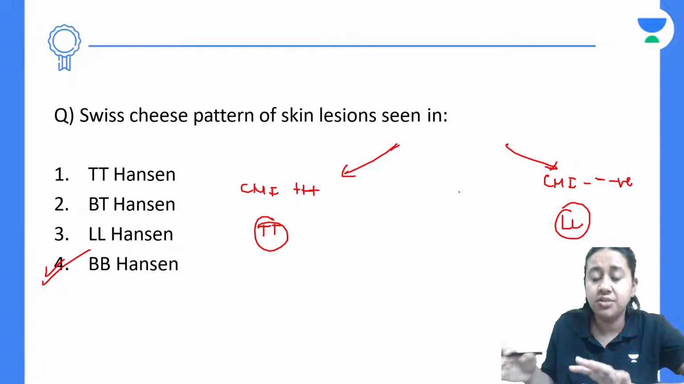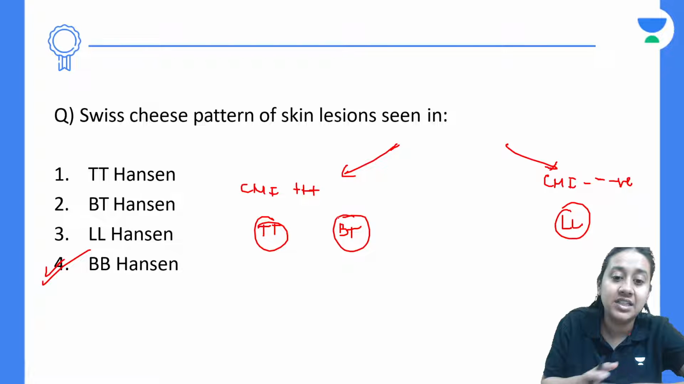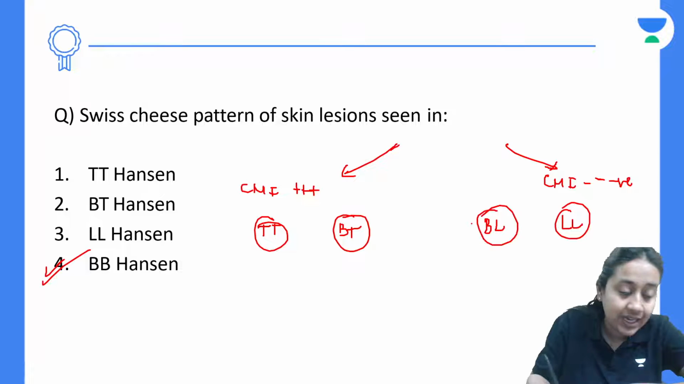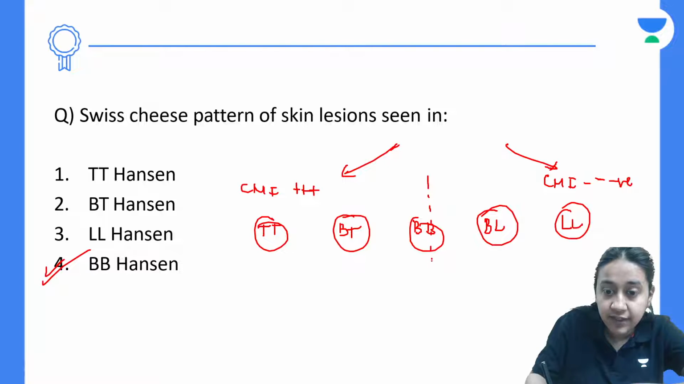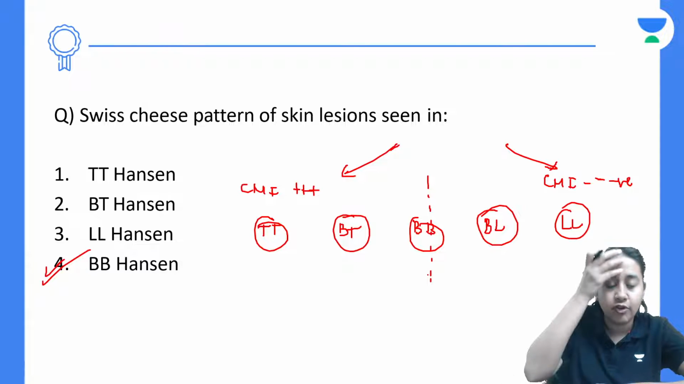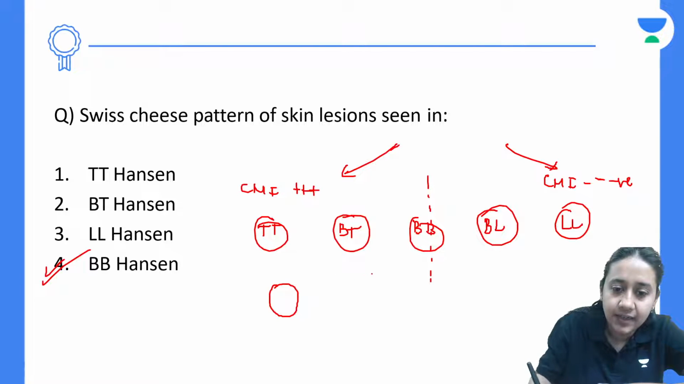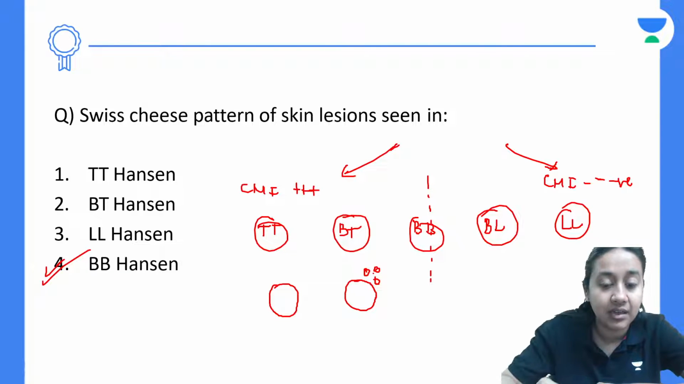Now there are a large number of borderline forms. The one which has a more common presentation similar to that of TT is known as BT. The one where the features are similar to LL is known as BL, and there is a midline known as BB. In BB you have features of both TT and LL, and it is considered a highly unstable form. When you have a lesion, it is single or few in TT. In BT, you start to see the spread of the lesions in the form of small discrete lesions distal to the main plaque. These are known as satellite lesions.